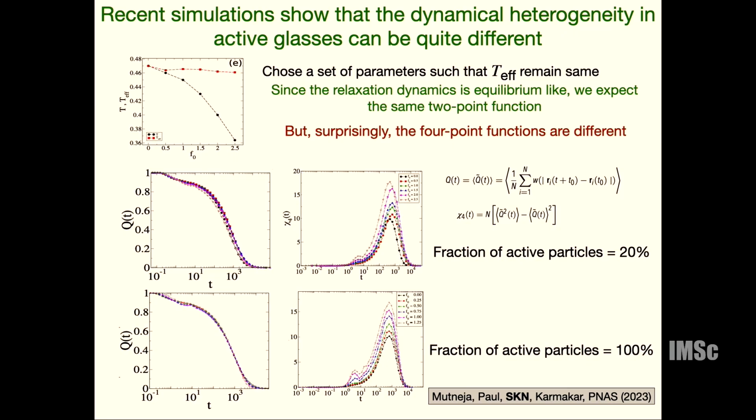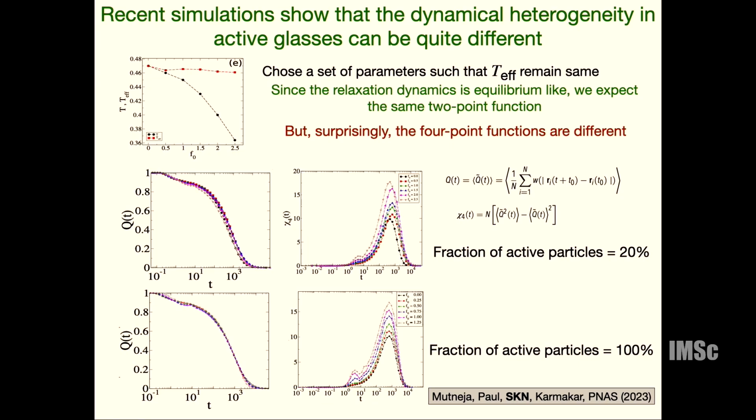And what we see for the active system is quite different. We defined some set of parameters in the simulation in such a way that the systems will have similar effective temperature, and in that case we expect that the relaxation time will be similar, and this is exactly what we see: Q of t nearly overlap with each other.